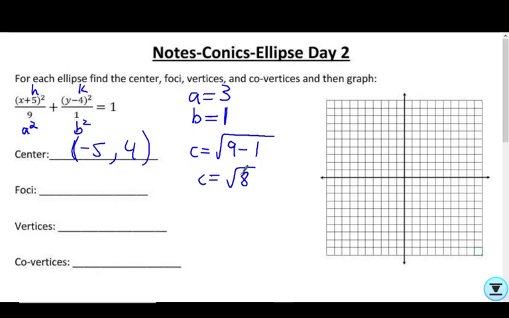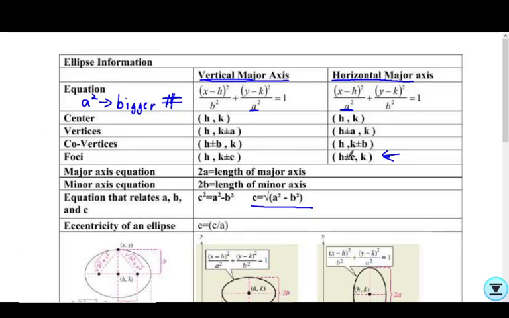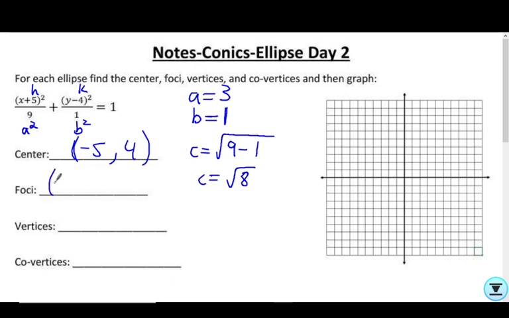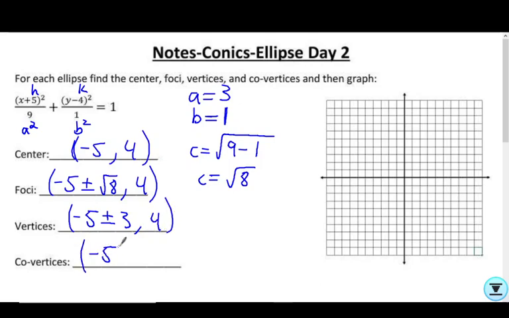So we use our formula now. It's h plus or minus c. So I'm going to write -5 plus or minus the square root of 8, comma 4. I'm going to leave it that way. My vertices are going to be h plus or minus a, which is 3. And my co-vertices are going to be h, comma k, which is 4, plus or minus b, which is 1. Okay, so there's my information.